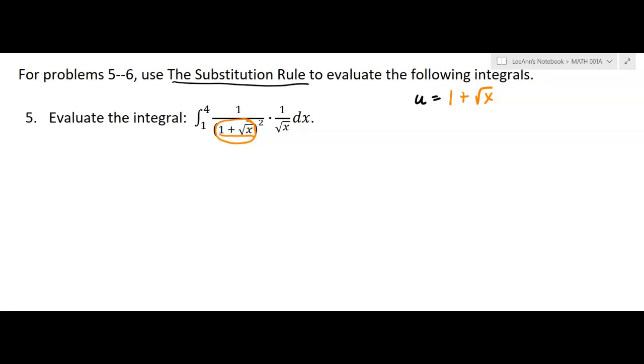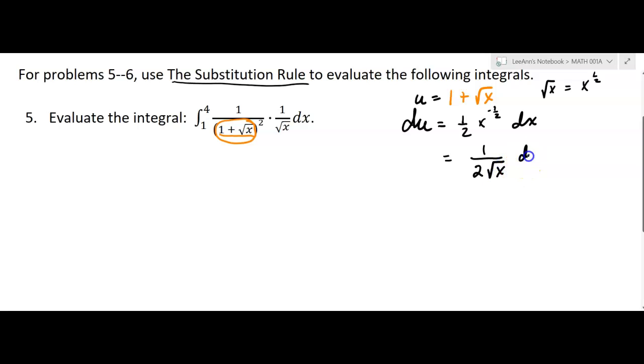All right. So as soon as I know what my u is going to be, I usually do the derivative. So du is equal to, now the derivative of 1 is 0, so I don't have to worry about that. And then remember the square root of x, that's x to the 1/2. So when I take the derivative of that, it's 1/2 times x to the negative 1/2, and then dx. Okay, but what is that? Well, it's 1 over 2 times the square root of x dx. Now, if you're having trouble thinking about that, think about the negative exponent, think about what it means to have an exponent of 1/2. Those things will help you.